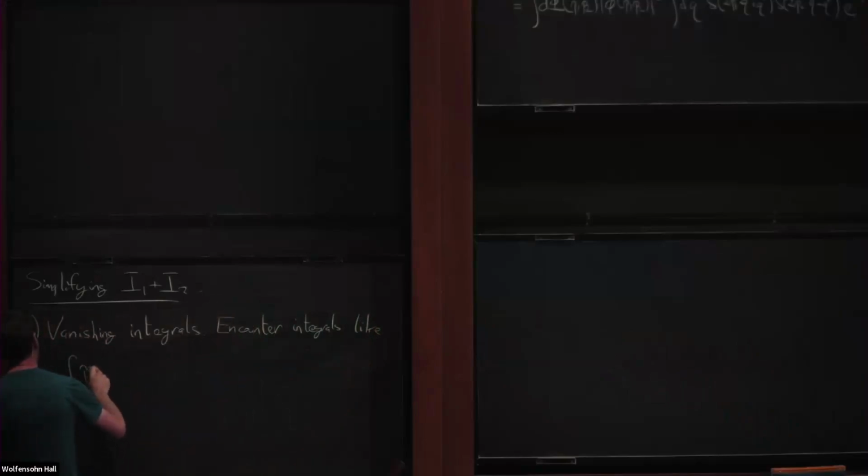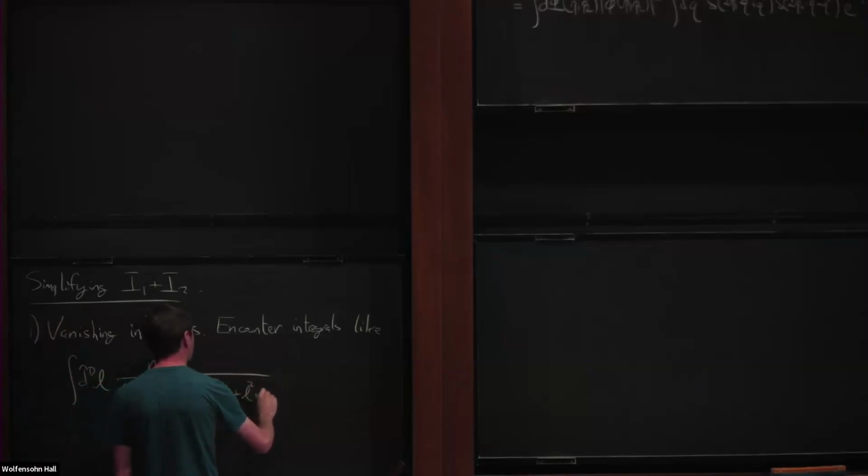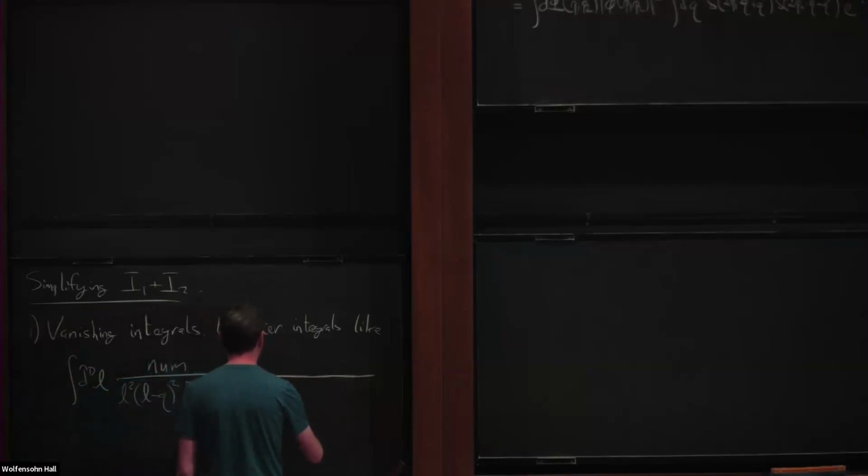So various loop integrals, they'll have some numerators, and we'll have massless denominators associated with the mediators, and then some massive denominators. Say L squared, that'd be i epsilon, to P2 dot L. So we get things like this.